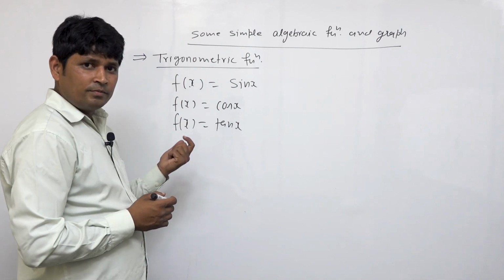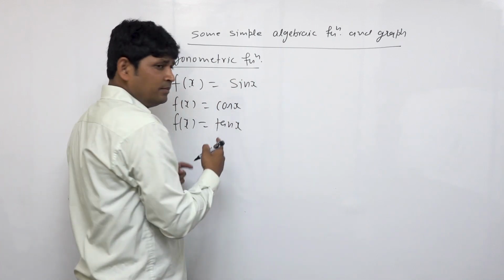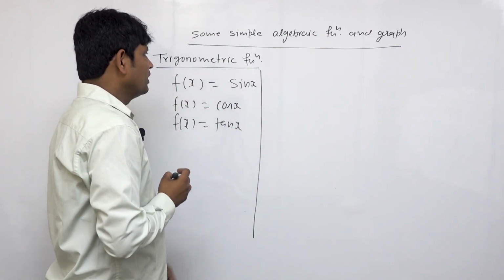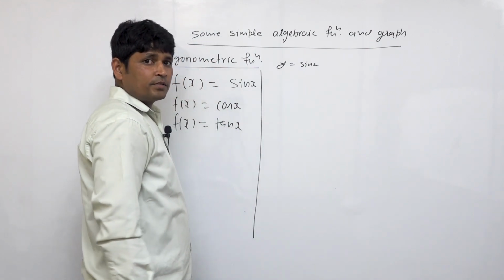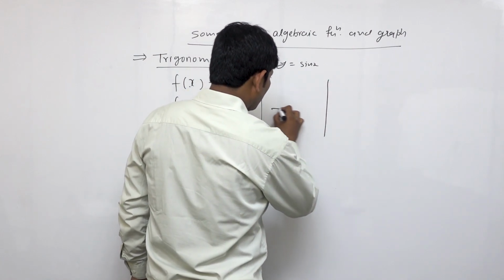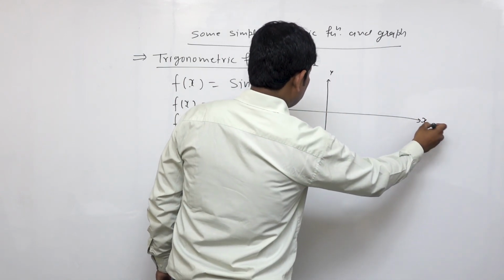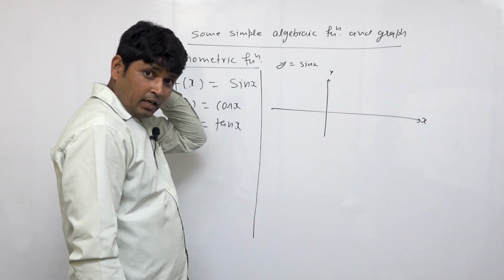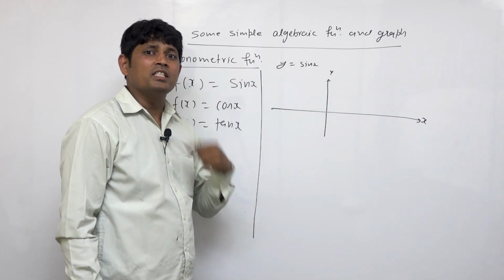Now how do we draw the graph of a trigonometric function? I will draw the graphs of sin, cos and tan. First of all, y is equal to sin x. The graph of sin x, there is y, there is x. We know that trigonometric functions are periodic functions. Sin x is periodic in 360 degrees.